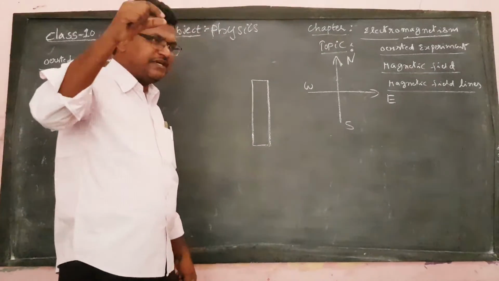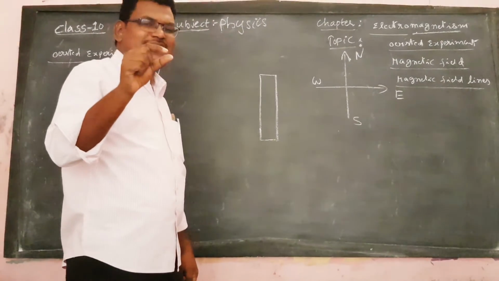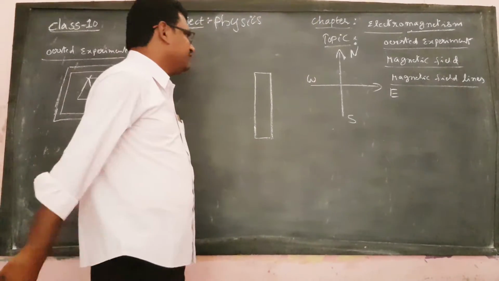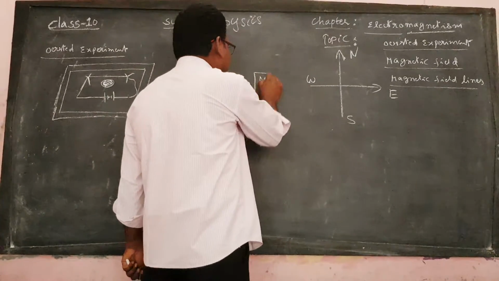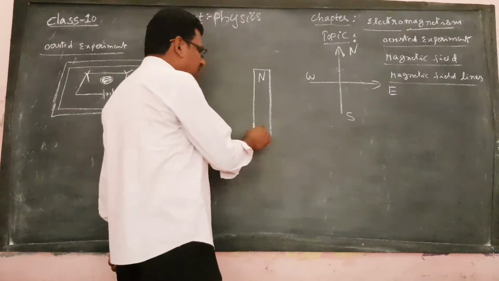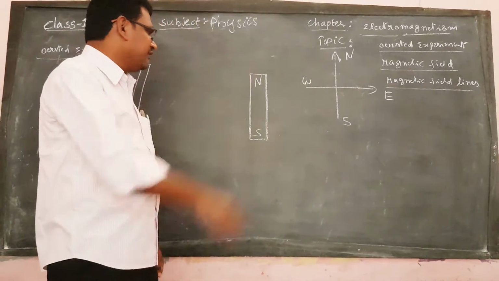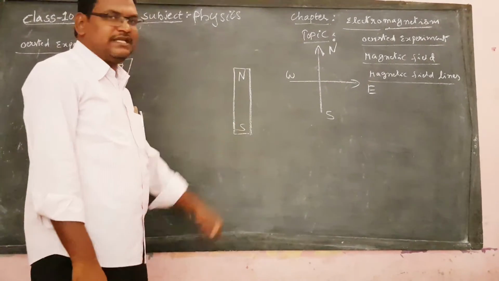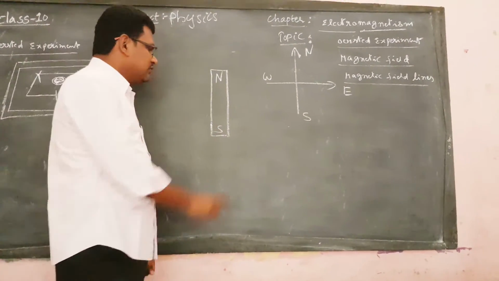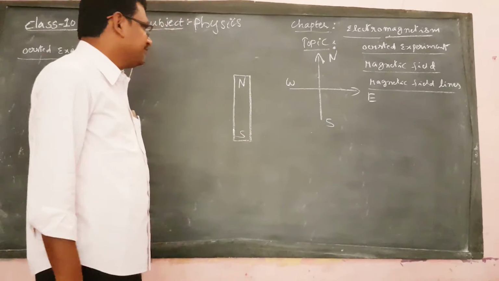And the freely suspended magnet, the end of the magnet which shows the north pole of the earth is taken as the north pole of a magnet, and the end of the magnet which shows the south pole of the earth is taken as the south pole of the magnet.